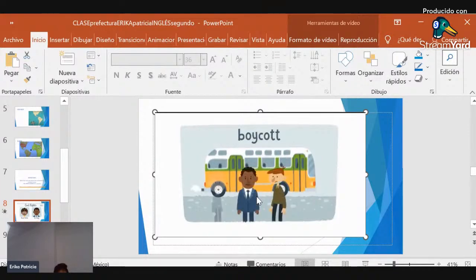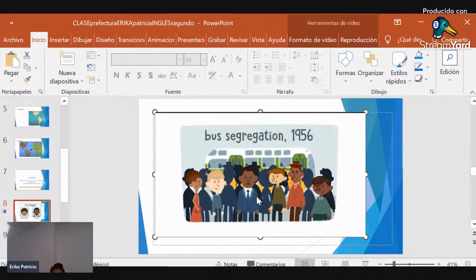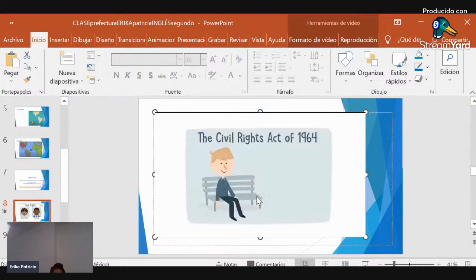A boycott is when people stop using a service in order to create change. The Montgomery bus boycott led to the end of bus segregation in 1956. The Civil Rights Act of 1964 ended segregation laws in America. People could now live, work, and eat wherever they wanted.